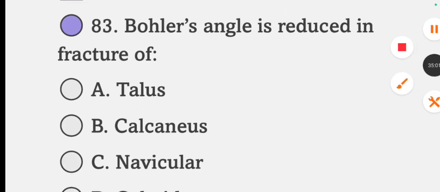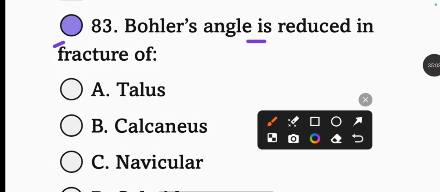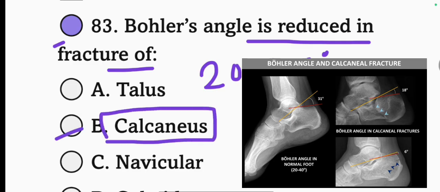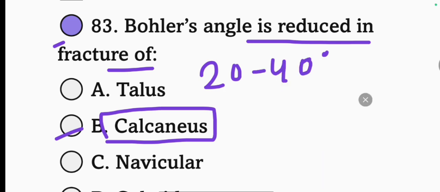Now come to a very important one. Bohler angle is reduced in fractures of. So Bohler angle is normally 20 to 40 degrees. So if it is reduced, it is seen in calcaneal compression fracture. So the B option given is the correct option. Calcaneal compression fractures is a very common question.